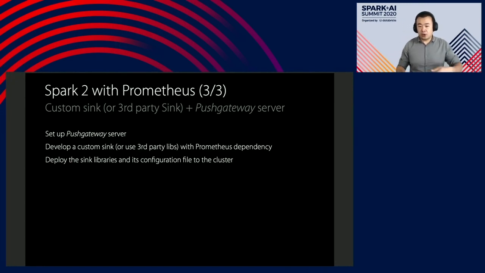Finally, you can also use a push gateway approach. So basically the idea is that you can implement your own custom sink or use a third-party library with Prometheus dependency to push metrics to a Prometheus server. And as we already talked about, the push model is not really recommended unless it's a really short-running job. And typically a Spark job is not short-running, it's a long-running job. So it is not recommended. And also, this requires bringing an extra Prometheus dependency into your application as well.